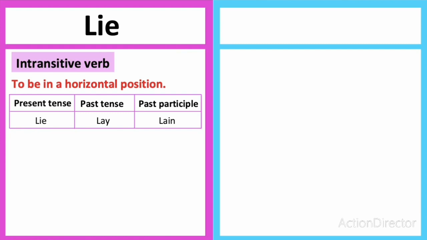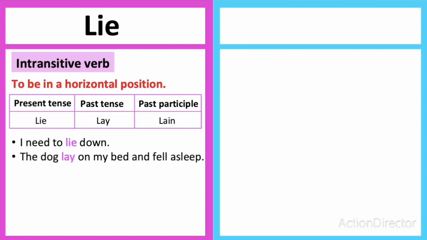Now let's go through some examples. I need to lie down. We can lie down on, in, or under something. However, we can't lie something else. In this example, I is the subject, lie is the verb, and there is no direct object. Instead, we have a preposition.